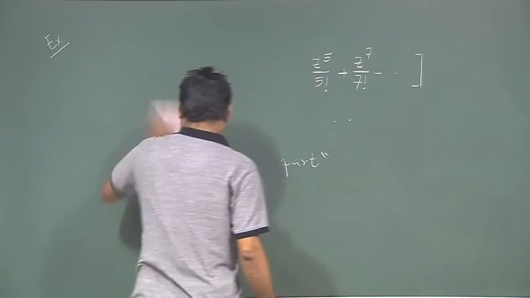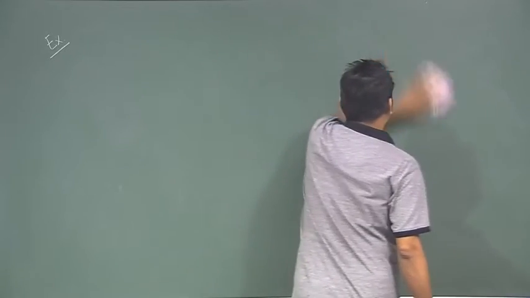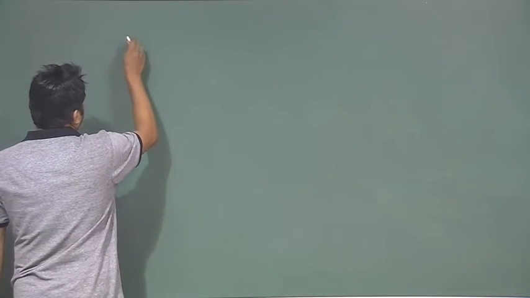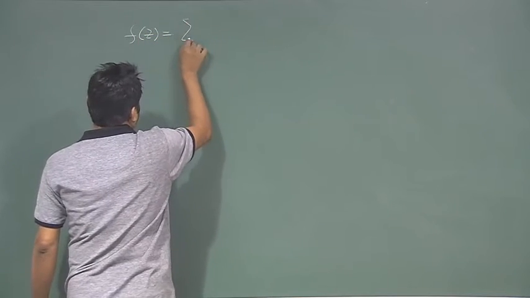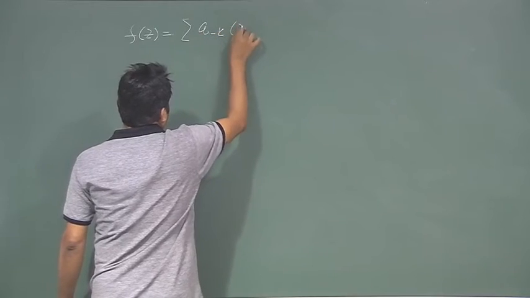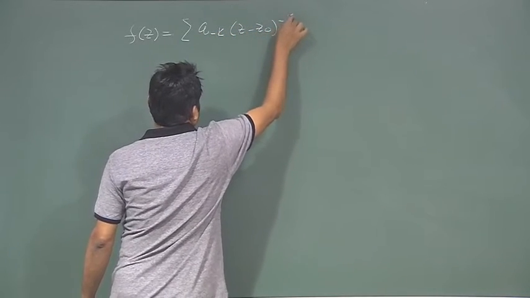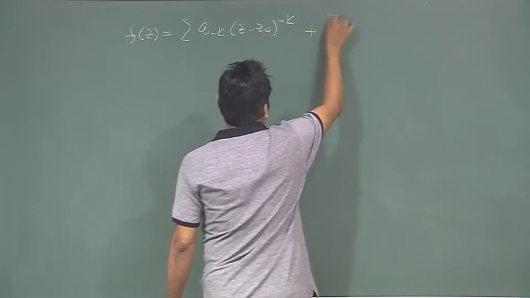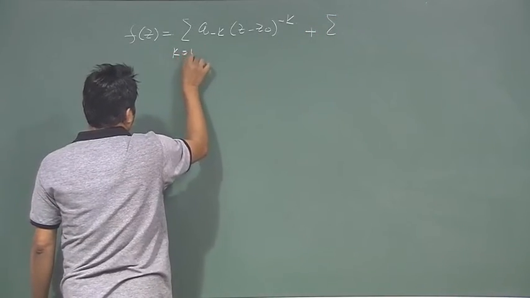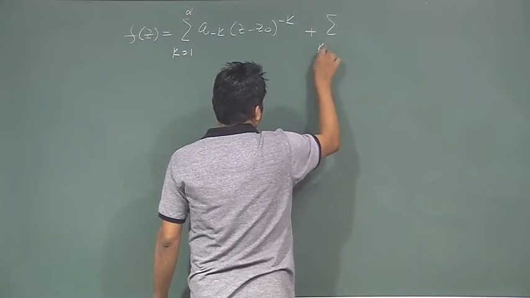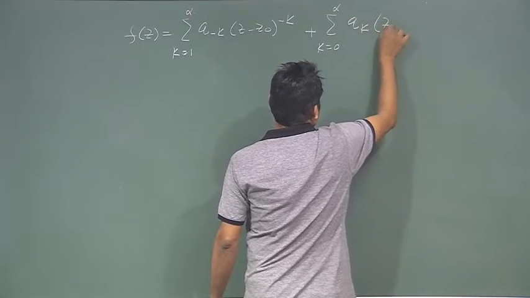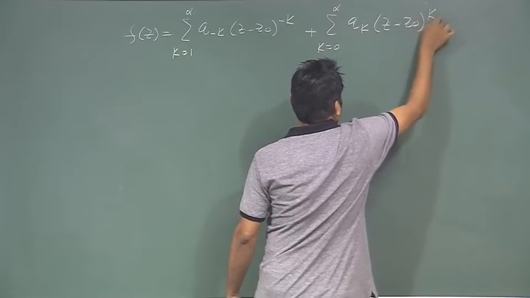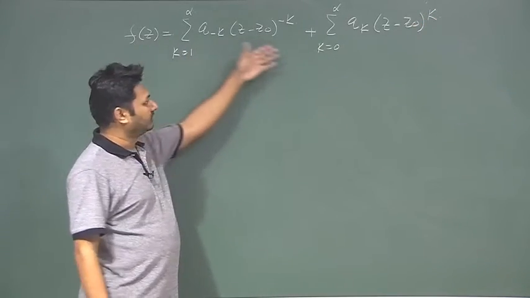we will have some function which may have some singularity. Let me write f(z) in terms of the Laurent series once again, which is the sum of a minus k, z minus z 0 whole to the power of minus k, that is the principal part, where k is running from 1 to infinity, plus the sum for k equal to 0 to infinity of a k, z minus z 0 whole to the power of k. That is the Laurent series that I have in my hand.